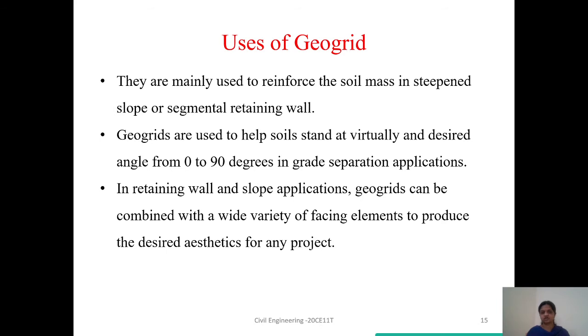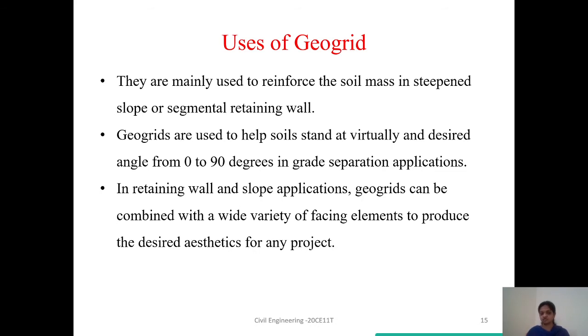Uses of geogrid. They are mainly used to reinforce the soil mass in steepened slope or segmental retaining wall. They are used to help soils stand at virtually any desired angle from 0 to 90 degrees in grade separation applications.